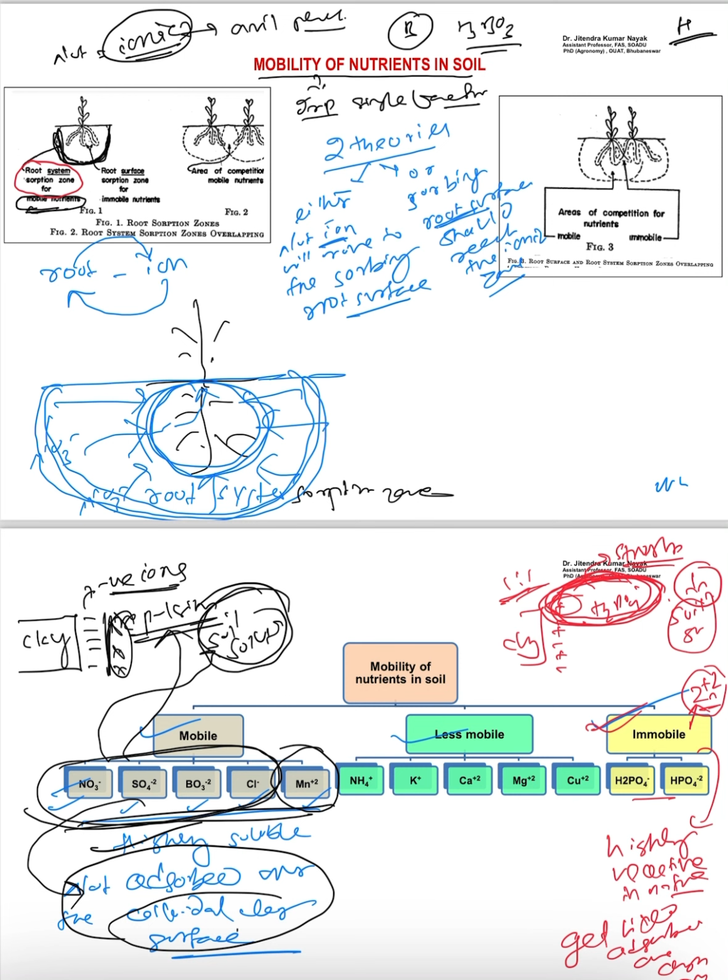So what is the thing? Here the concept is like that. In this case, this is the root system surface zone, that means the entire root zone, which is called the rhizosphere zone. The rhizosphere zone is very large.